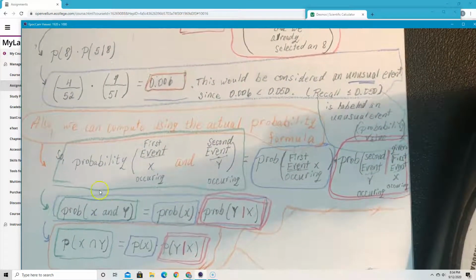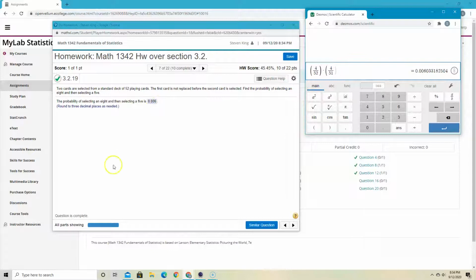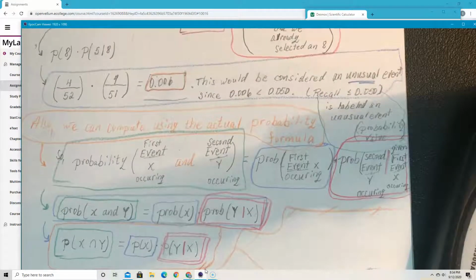So to use this problem as an introduction to these formulas, I wrote here. So this is the answer, 0.006. And there we go. And we'd be done. But I want to show you this on my notebook for the future problems. So we can also compute this probability question using the actual probability formula. So let's talk about the probability of a first event occurring. What event? Whatever it happens to be, and we'll just say event X.